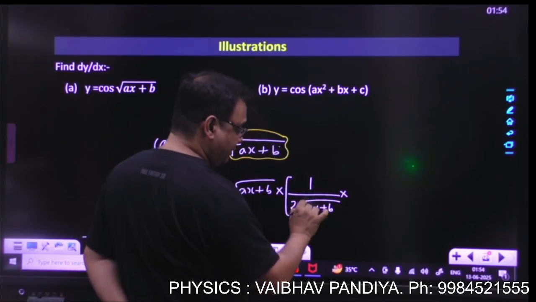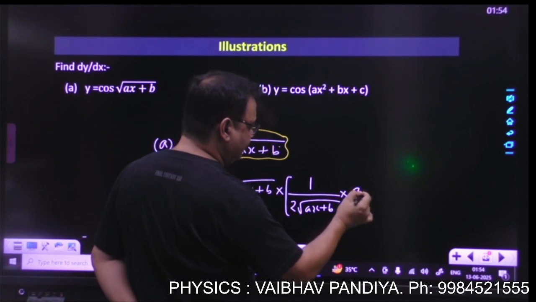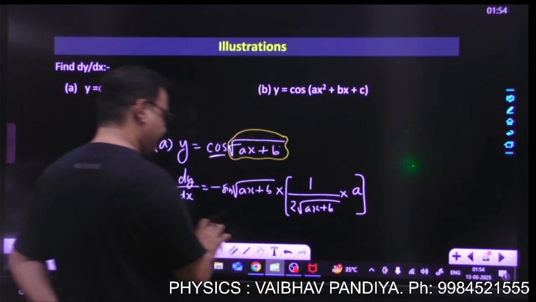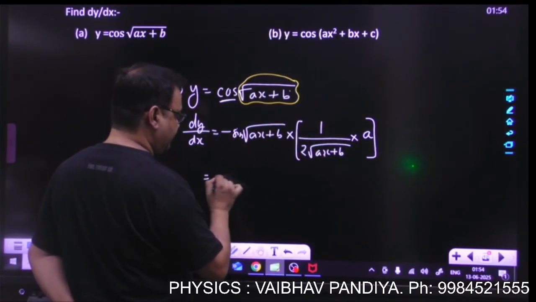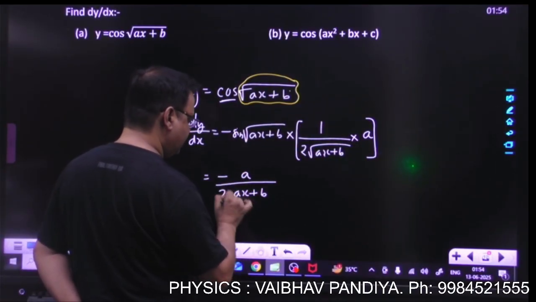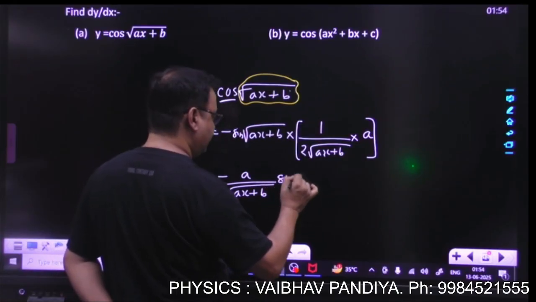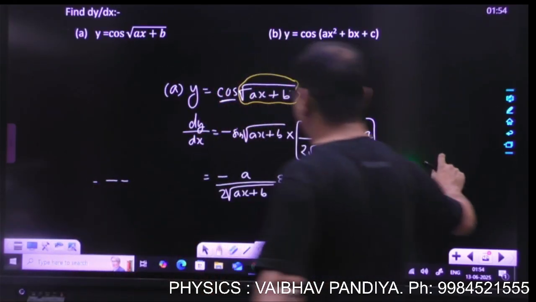Had there been x, we would have terminated here. So the derivative of ax is what? A, and the derivative of b is what? 0. So your answer will be minus a by 2 root ax plus b, sine root ax plus b. This is your final answer.